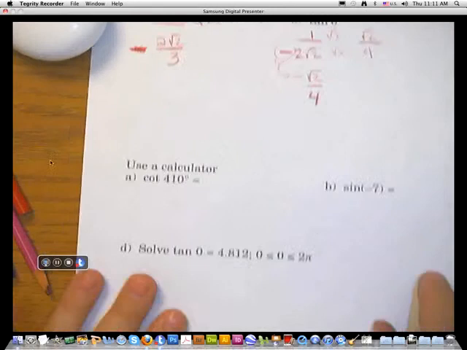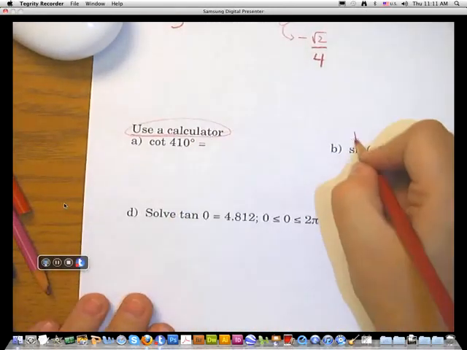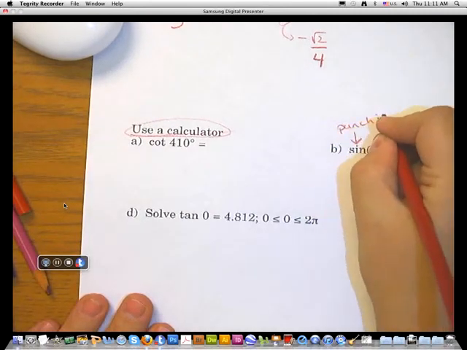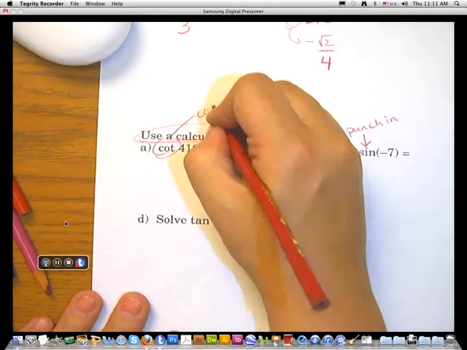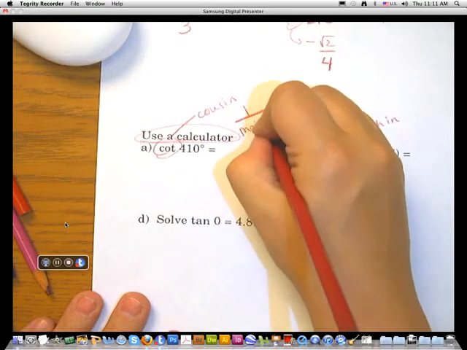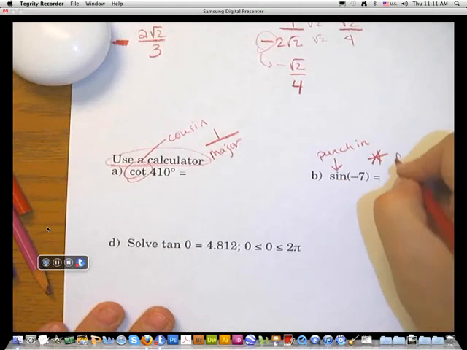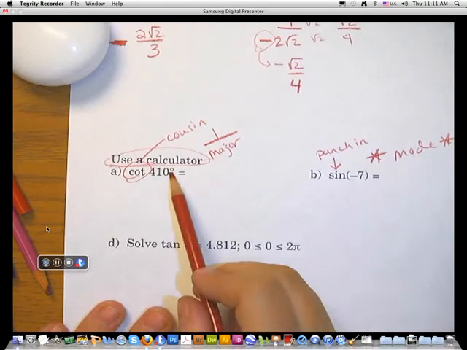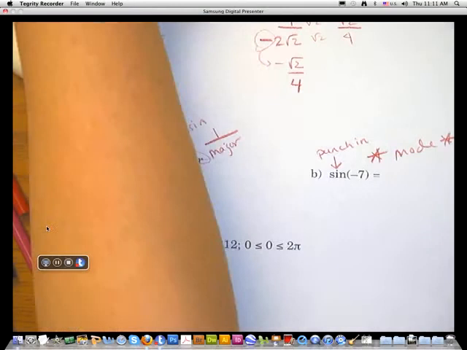Use the calculator. If it is a major function, just punch it in. If it is a cousin, remember to do 1 over the major. And always be careful of your mode. This is a degree, no little circle, so it's not degree mode. You've got to change your mode.